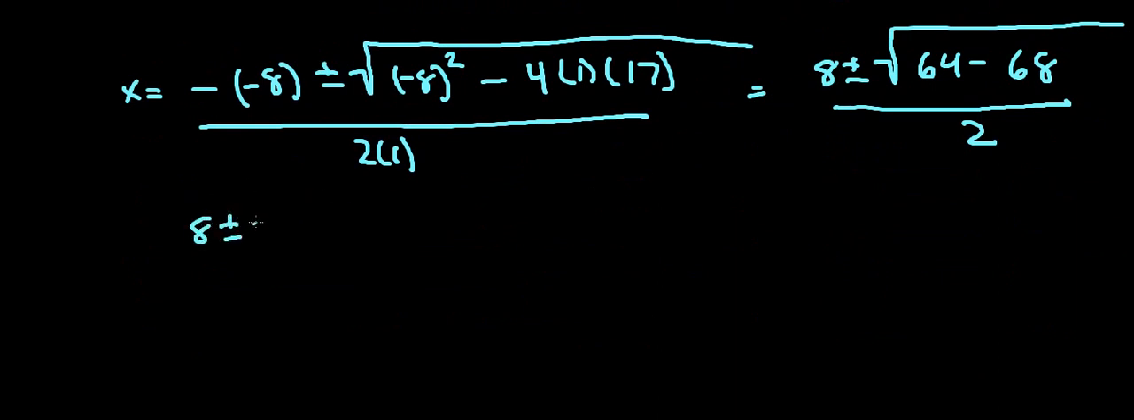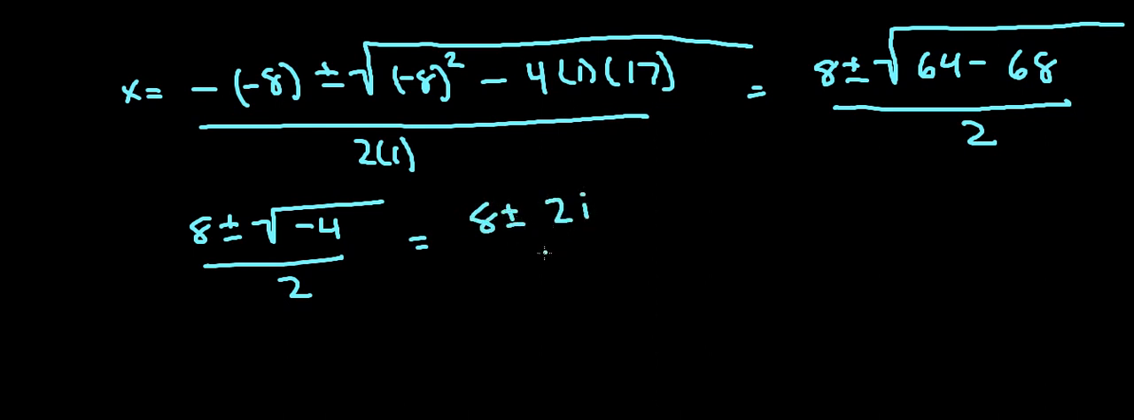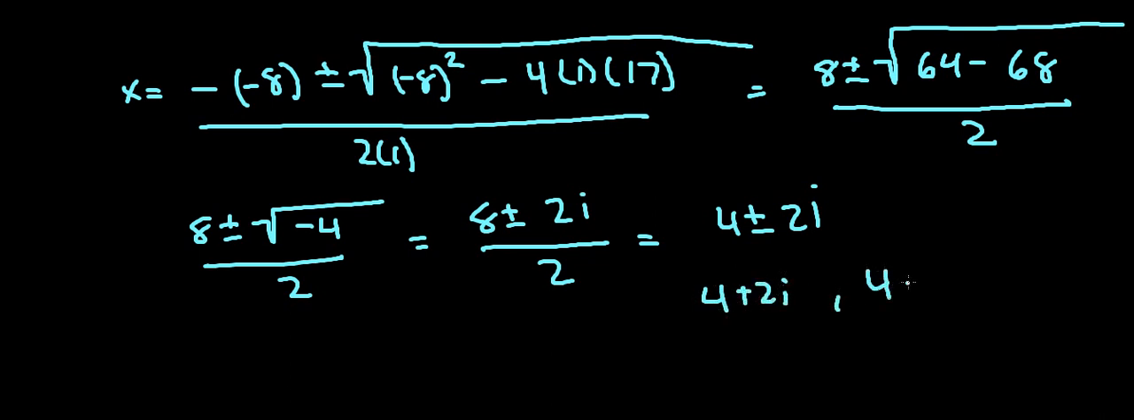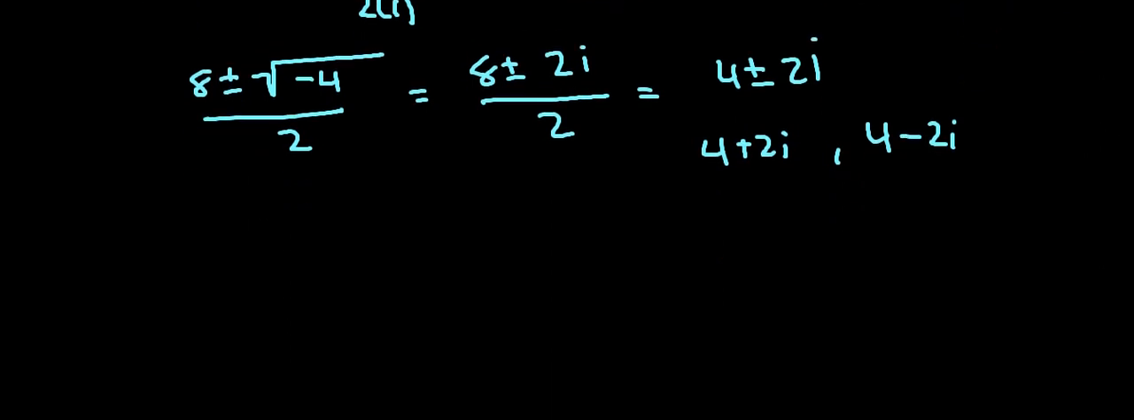This is going to bring us 8 plus or minus the square root of negative 4 over 2. And now that we know that we can include complex numbers due to the fundamental theorem of algebra, we can solve this equation. We can say that this is equal to 8 plus or minus 2i over 2, which is 4 plus or minus 2i. So we have both answers. So our other two zeros are 4 plus 2i and 4 minus 2i. So let's write out all of our zeros.